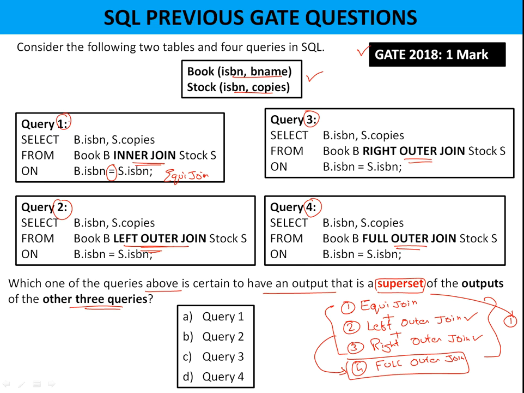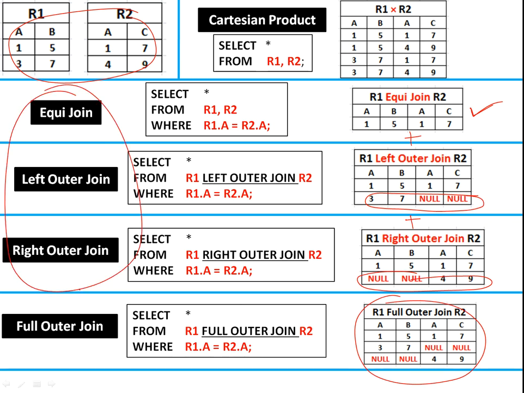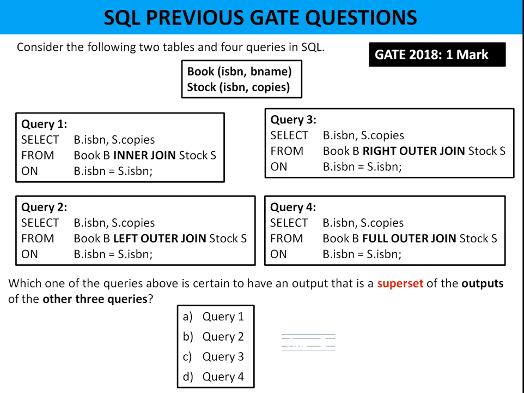If you are not confirmed on the answer, please look at this. It is the equi-join, guys. If you take this sample, equi-join consists of 1 row. The left outer join consists of this free row. It is a right outer join. Now this plus this will give this one. So if you perform full outer join, all rows are available in this one. So full outer join is a superset of all 3, guys. The answer will be D, guys. That is the superset of the other 3.